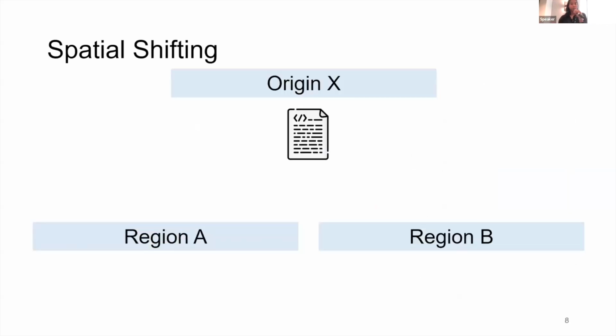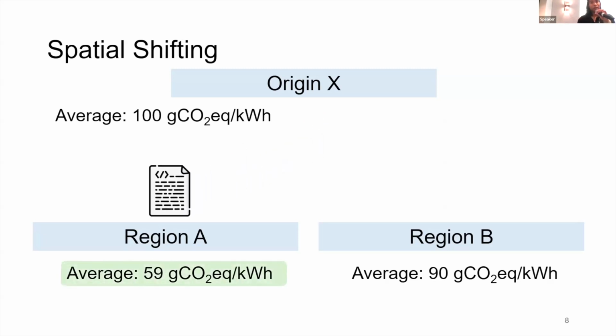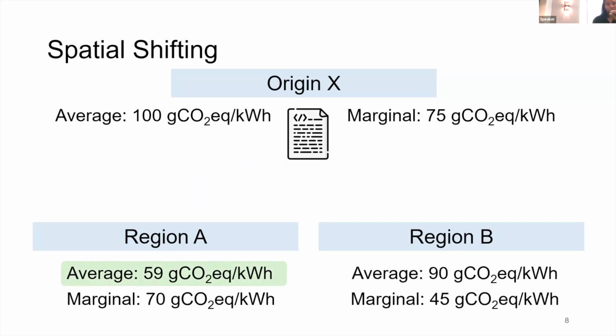So let's say we have a workload at origin X, and we want to reduce the carbon footprint of this workload by migrating it to one of two regions, region A or B. Now consider the case where the average carbon intensity is the scheduling signal. Here you would want to migrate the workload to region A, right? However, if you consider the marginal carbon intensity signal, you will want to migrate the workload to region B.